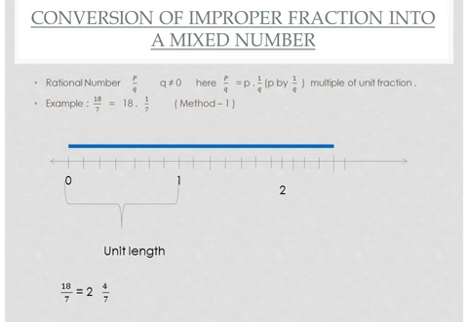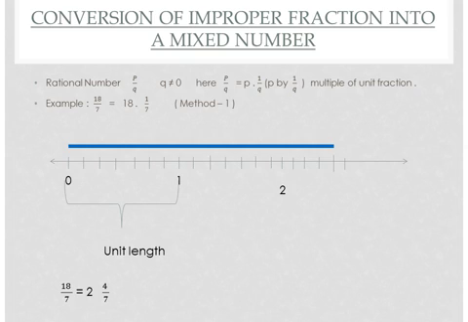There are two methods. First method: a rational number p upon q, where q is not equal to 0. P upon q is equal to p into 1 upon q, a multiple of the unit fraction. It is also called p times 1 upon q. Here is one example for you. 18 upon 7 is equal to 18 times 1 upon 7.